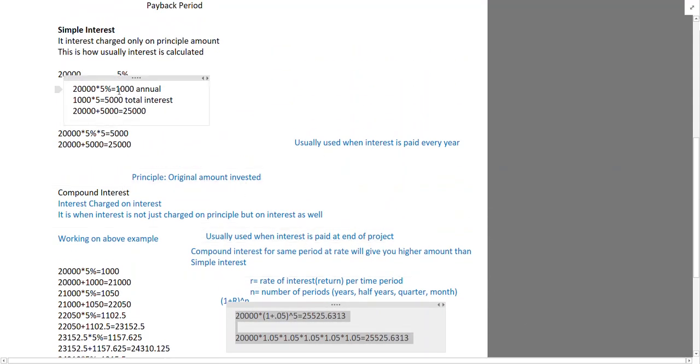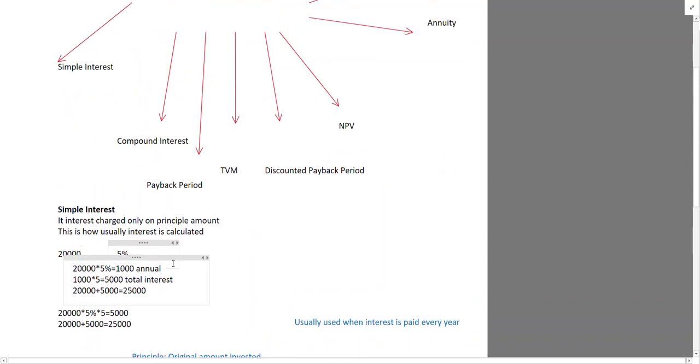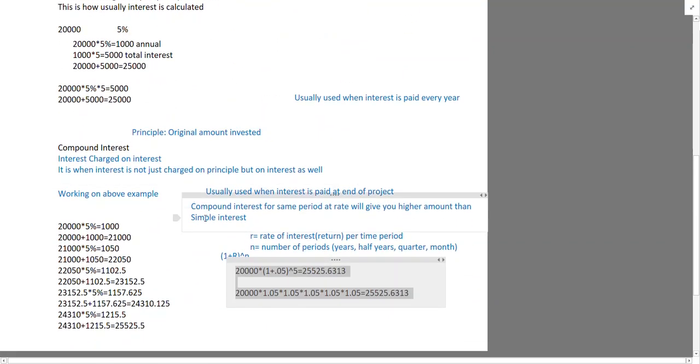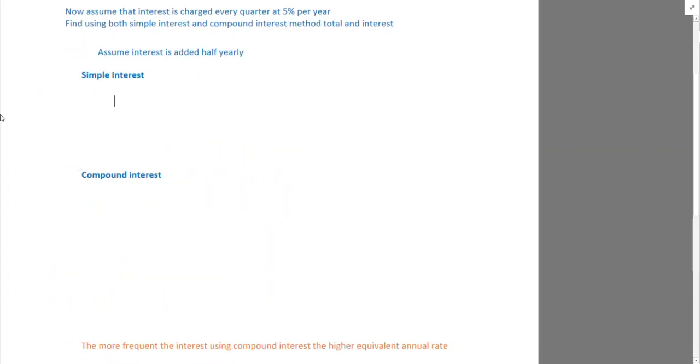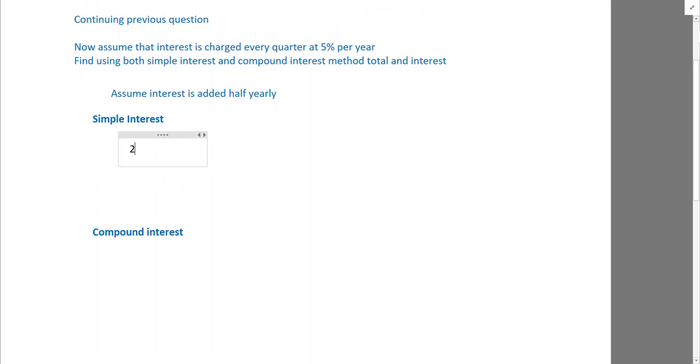So let's assume that interest was not added annually. What if interest was added every 6 months? Then what will happen? Simple interest stays the same. There is no difference there. We have 20,000. If it is added every half year, then we would have 2.5% interest multiplied by 10 times, because now it is 5 multiplied by 2. We have the same amount.